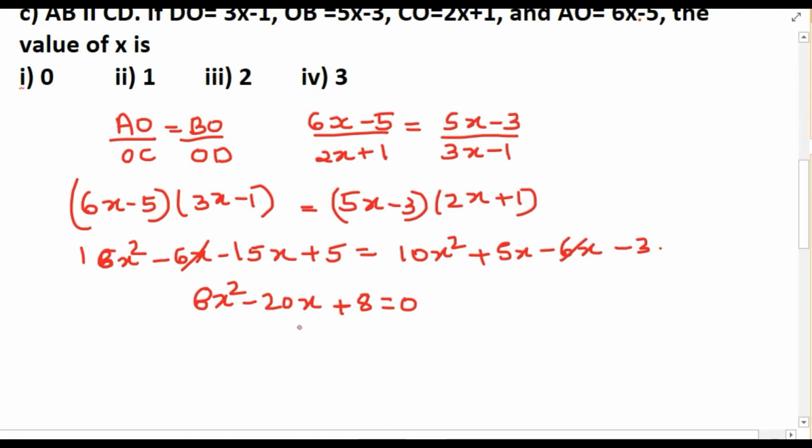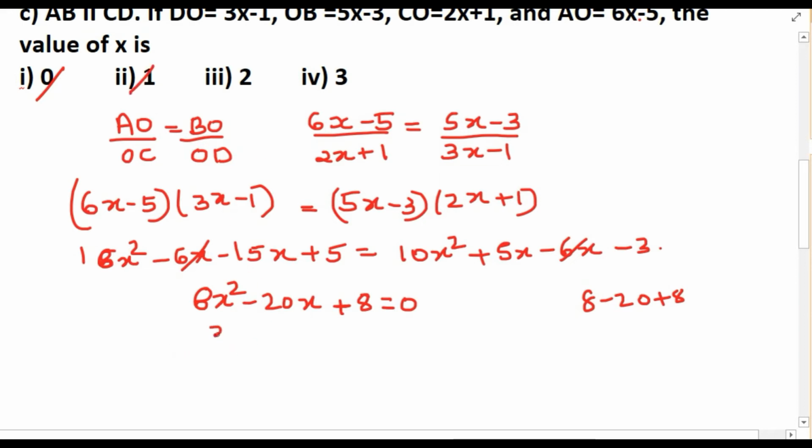Now you can solve this by using the quadratic formula or the splitting the middle term method. Or otherwise, if I substitute the value of x and I get 0 on the right side, that will be the answer. So definitely it is not going to be 0, and 1 also is not going to be, because 8 minus 20 plus 8 is 16 minus 20, which is minus 2. So this is not the answer. Now we will try with 2.